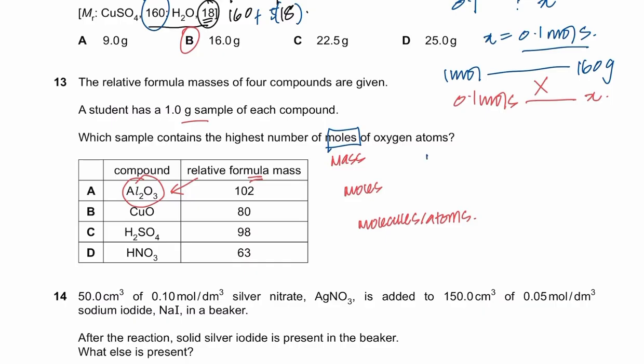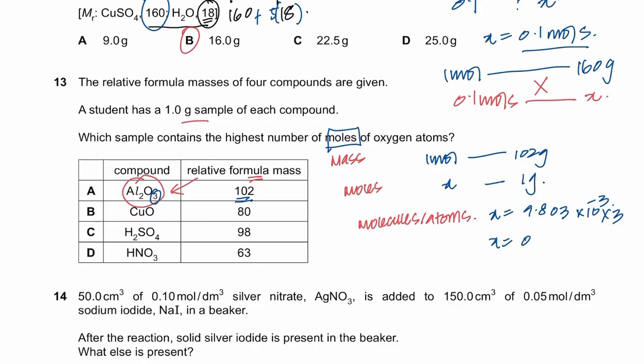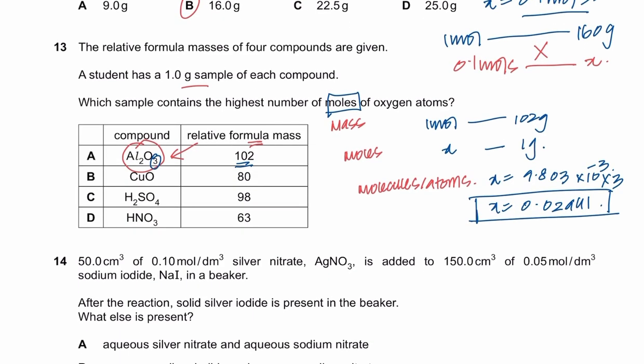Okay, let's do this. So we know that in 1 mole of aluminum oxide you would have a mass of 102 grams, because that's already given. So if you have 1 gram of aluminum oxide, how many moles would you have? x is equal to 1 divided by 102. That gives me 9.803 times 10 raised to the power minus 3 moles of aluminum oxide. And how many moles of oxygen atoms are there in 1 mole of aluminum oxide? 3. So you times this by 3. That gives me 0.02941. That's for 1, right? So this is the number of moles of oxygen atoms that are present, not the atoms of oxygen, just the number of moles of the atoms, right?